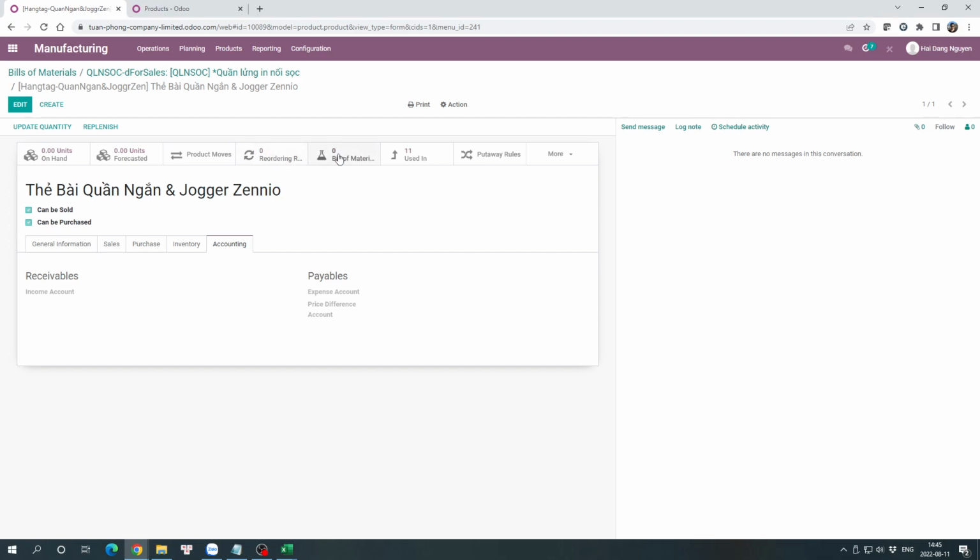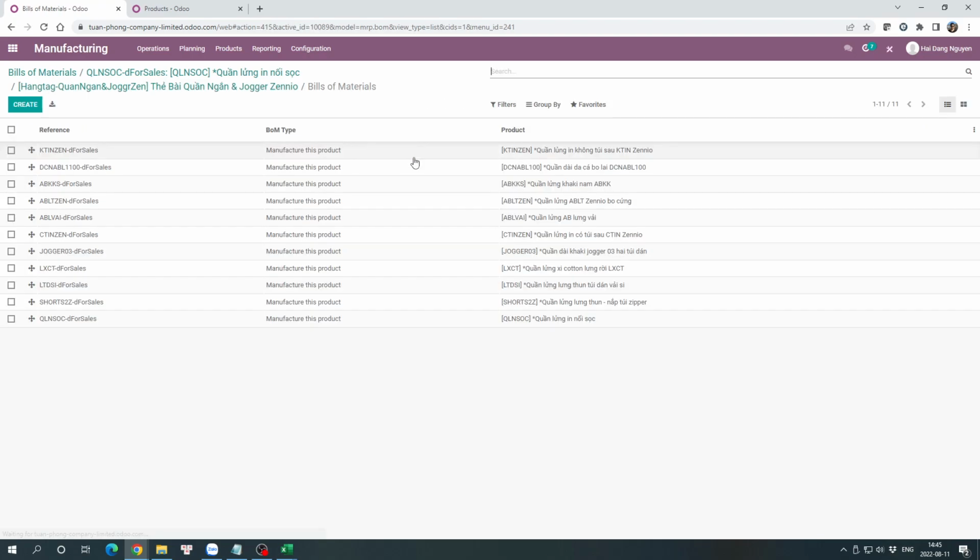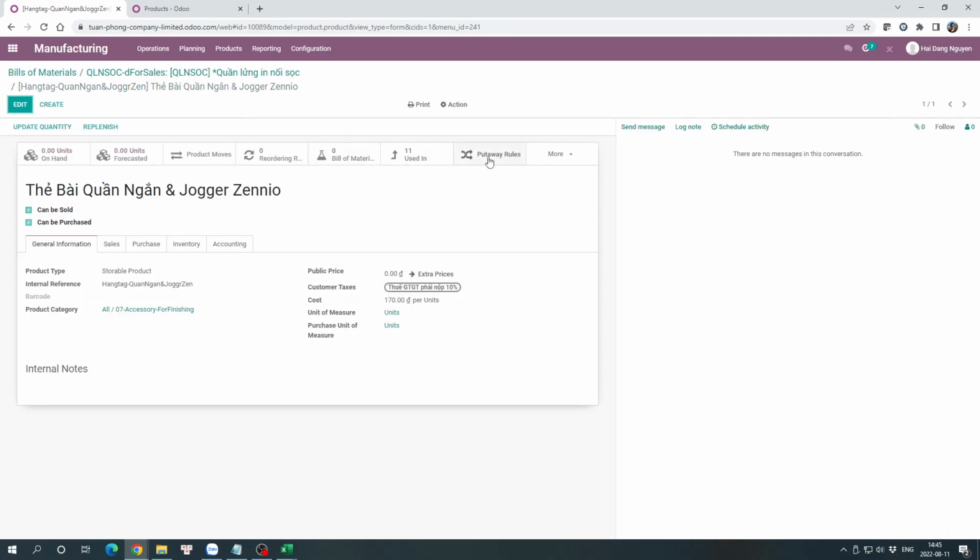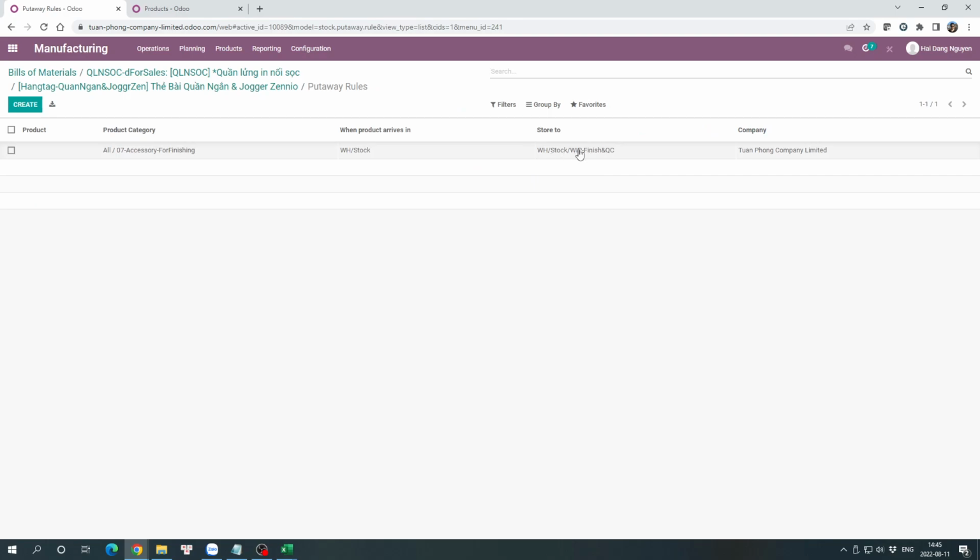Bill of material? No, you buy it. Used in? Well, used in all these BOMs to produce something that's ready for sales. You manufacture it. Putaway rule, here the difference is here. You buy it from the vendors, it goes into stock, that's the default location of Odoo, and you want to put it to this sublocation, which is where it's going to be consumed by the finishing team.